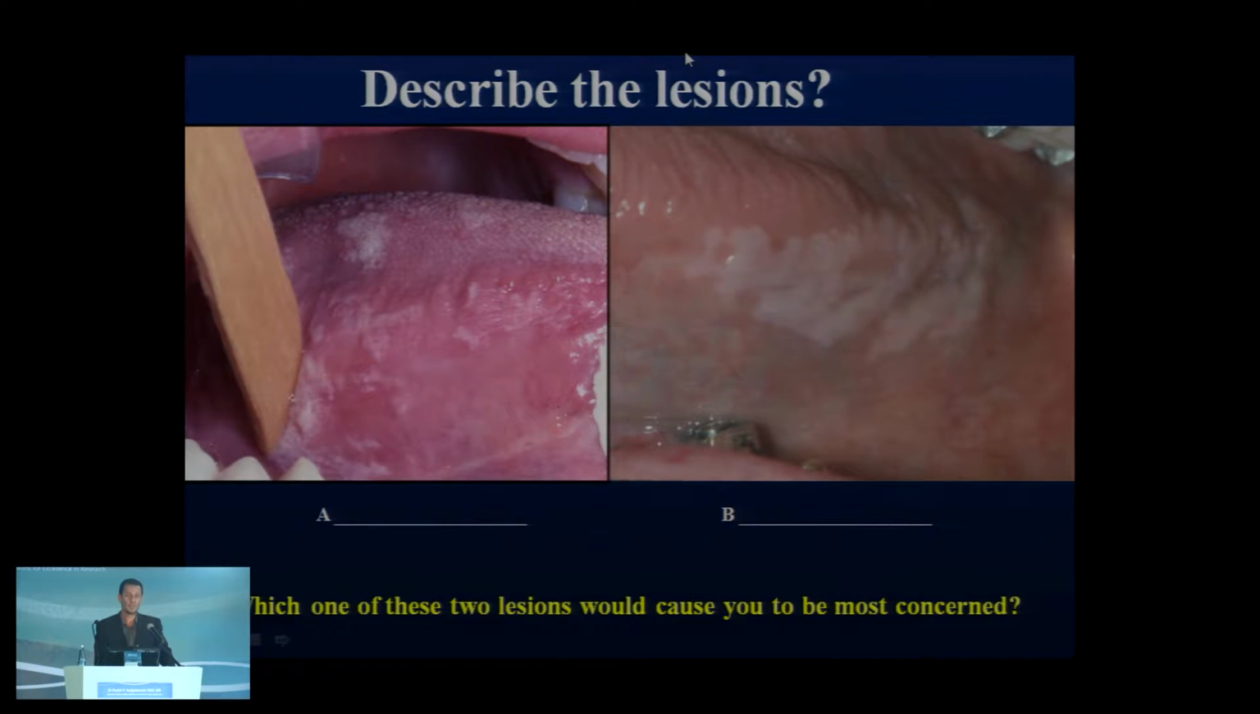Okay? The one on the left is a wipeable white plaque. The one on the right is a non-wipeable white plaque. Which of these will you be more concerned about? A white plaque that's wipeable or one that's non-wipeable? So in this case, the one that's non-wipeable is the one that I'd be more concerned about. Wipeable plaques are usually candidiasis or thrush, and non-wipeable, in this case, is actually leukoplakia or histologically dysplasia, a precancerous lesion.